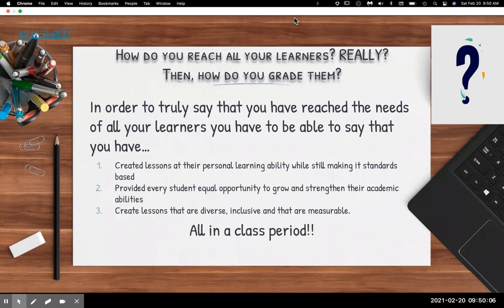Provide every student with equal opportunity to grow and strengthen their academic abilities. So everybody gets a chance to raise their grade. Everybody gets a chance to try to improve. And this will also create lessons that are diverse, inclusive, and measurable.